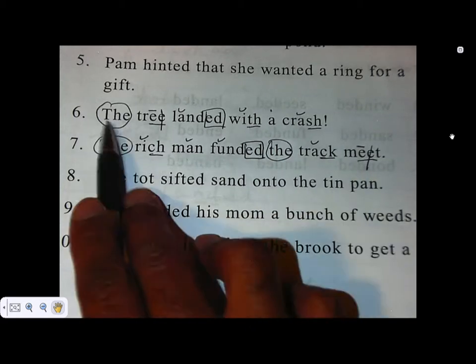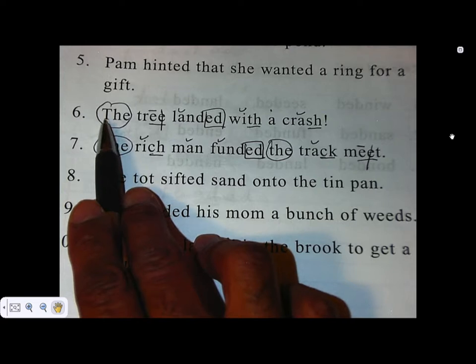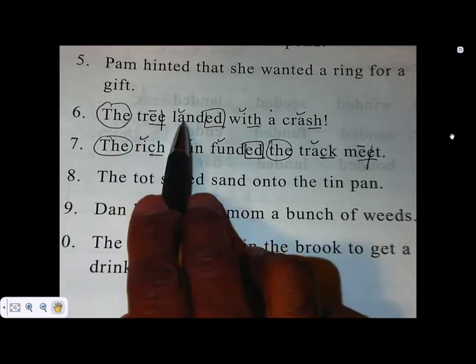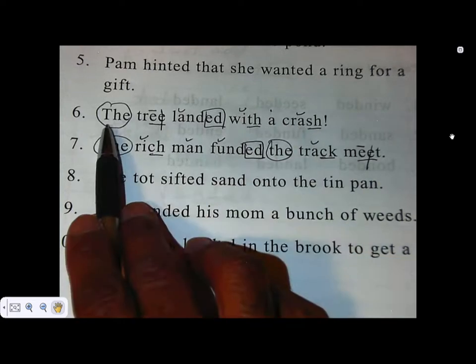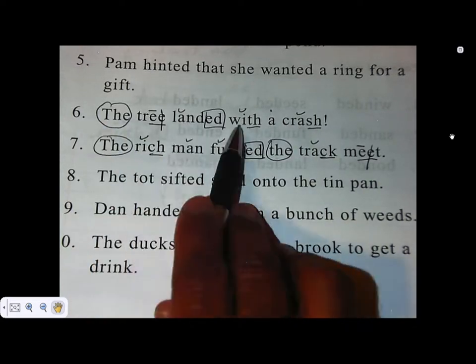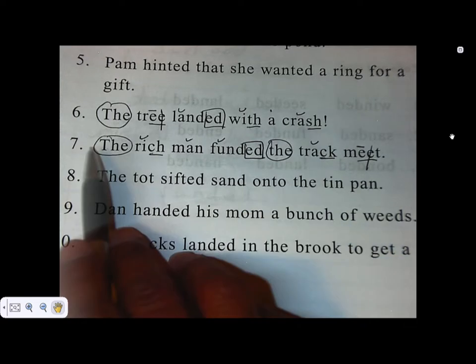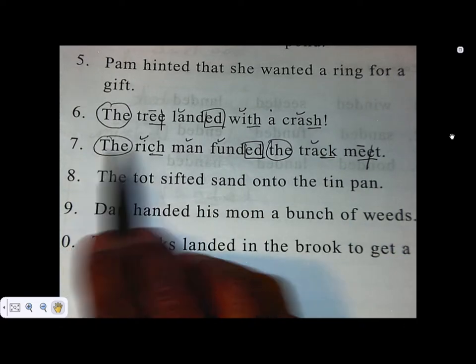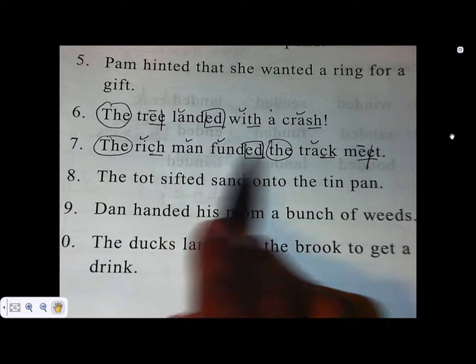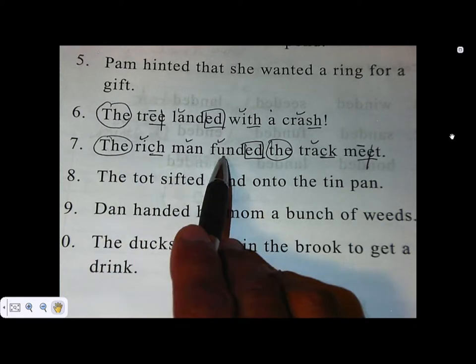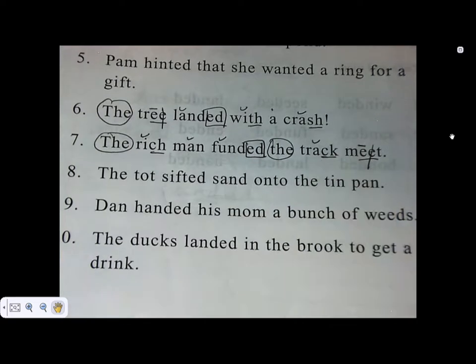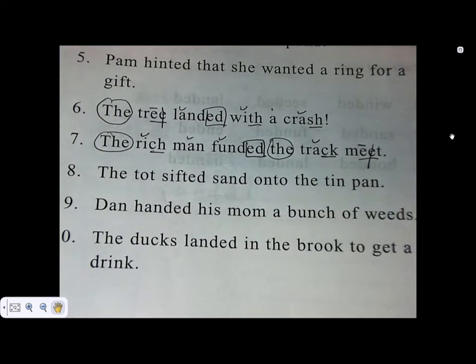All right. So let's read the first sentence. Go ahead. You should have said the tree landed with a crash. Read this number 7. The rich man funded the track meet. Very good. We will keep things moving, guys.